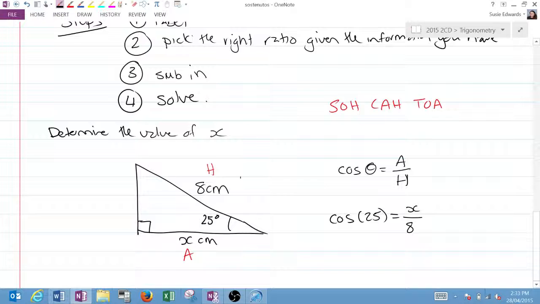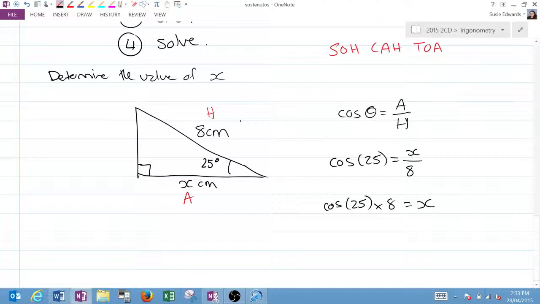Now we need to know our algebra skills. We want to get x by itself. What do we do with the 8? Good, we move it to the other side and times it. So if the pronumeral's on the top, we always move this 8 to the other side and times it. Okay? So if the pronumeral's on the top, then we move the 8, or whatever number's on the bottom, times it on the other side. And that's just using our algebra skills. Okay? And so our answer is 7.93, what? Centimetres.